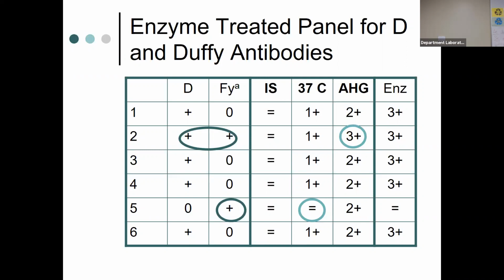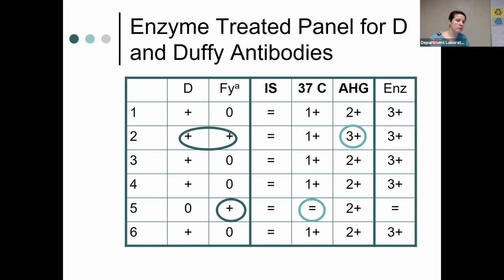Okay. So if you were to look at your pattern of reactivity, every D positive cell is reacting both at 37 and AHG, except for panel 5. Uh-oh, something else is causing this reaction. So something else is reacting other than D. So that lets you know you're dealing with another antibody, okay? Does that make sense to everybody?